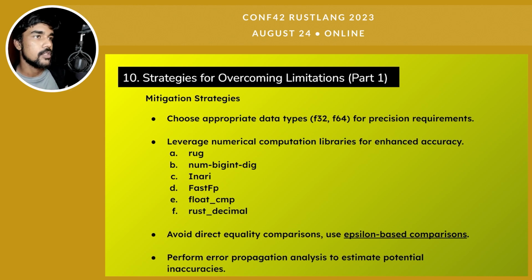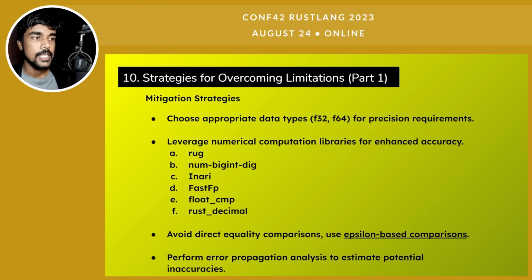Now, leverage some numerical computation crates for enhanced accuracy, such as rug, num-bigint, decimal, and so on. You can take a look at these crates. These are great crates if you need to deal with some kind of floating point operations. You can use them directly. These are matured ones. Also, avoid direct equality comparison and instead use epsilon-based comparisons like relative ones and tolerance-based ones.